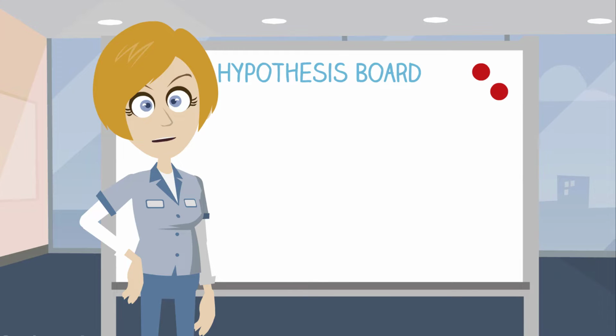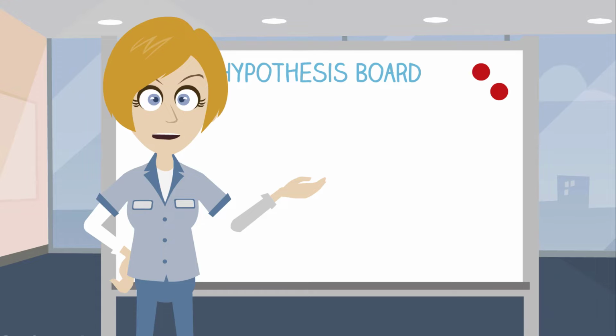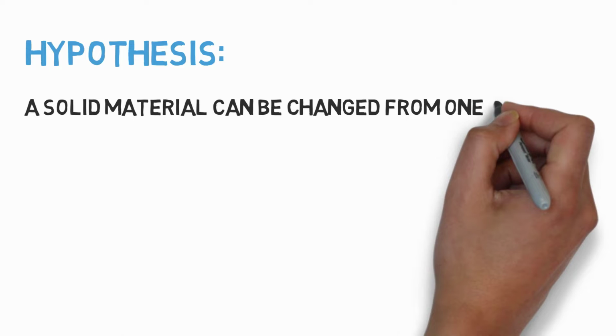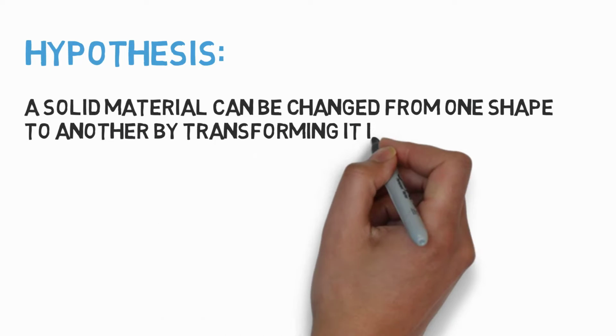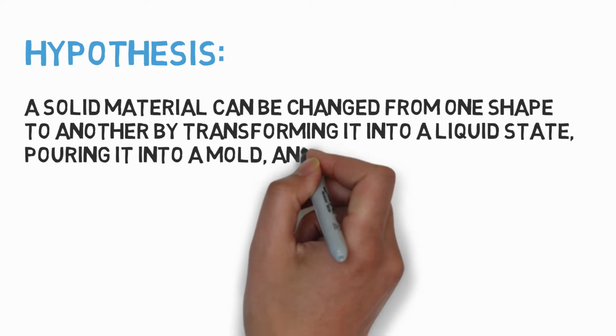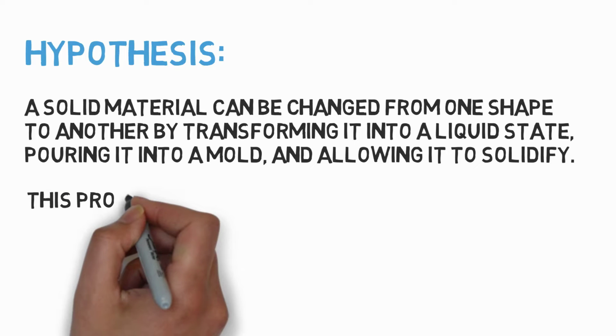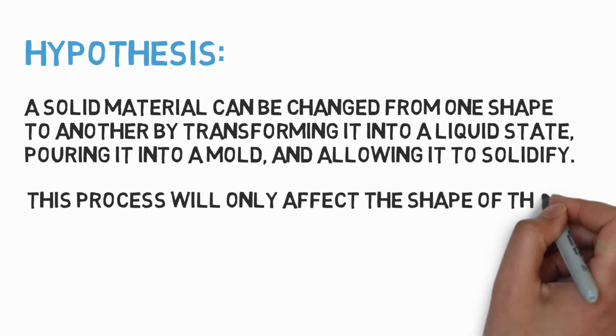Based on my own experiences with making ice from liquid water, it seems it should be possible to melt a material, pour it into a mold, and allow it to solidify to form a new part. Therefore, I will make the following hypothesis. A solid material can be changed from one shape to another by transforming it into a liquid state, pouring it into a mold, and allowing it to solidify. This process will only affect the shape of the material.